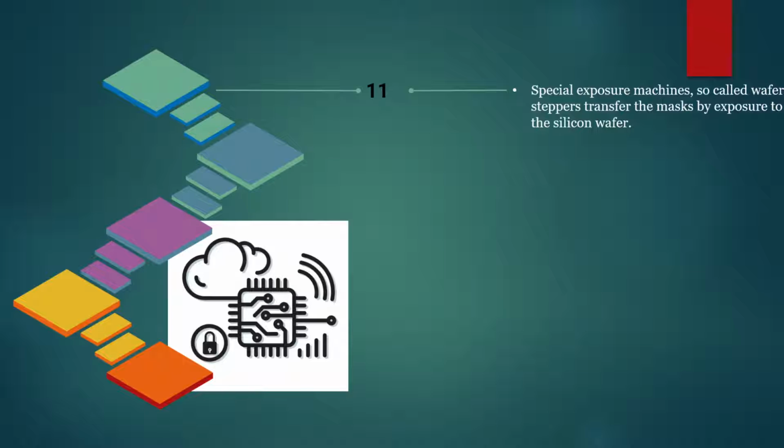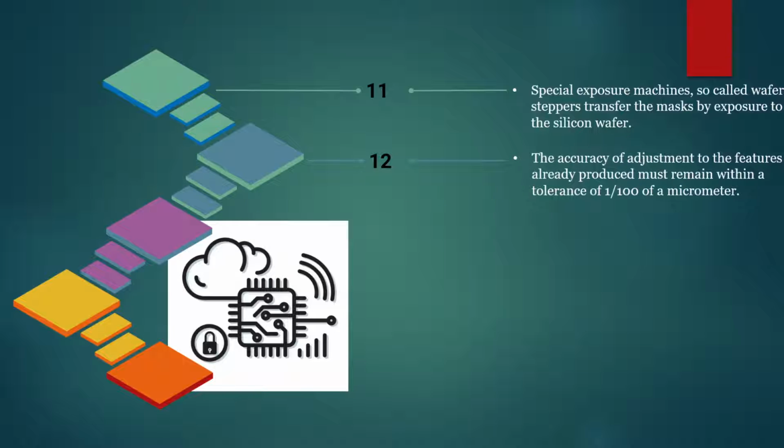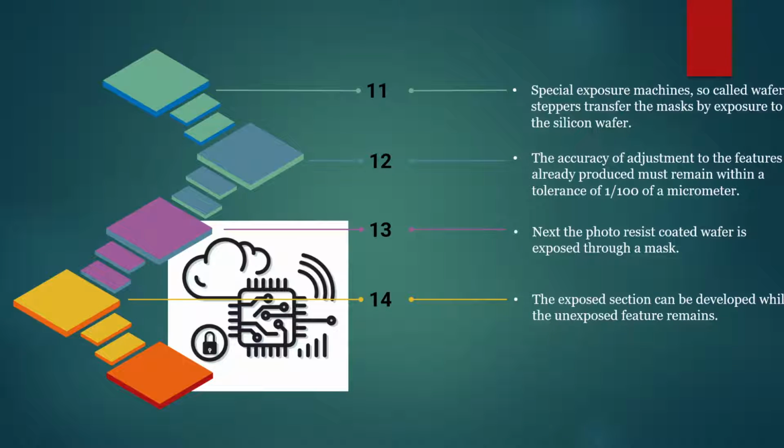Special exposure machines, so-called wafer steppers, transfer the made masks by exposure to the silicon wafer. The accuracy of adjustment to the structures already produced must remain within a tolerance of 1/100 of a micrometer, because these microcontrollers perform many important functions, so the accuracy should be very precise. Next, the photoresist-coated wafer is exposed through a mask. The exposed sections can be developed while the unexposed features remain in the mask section.